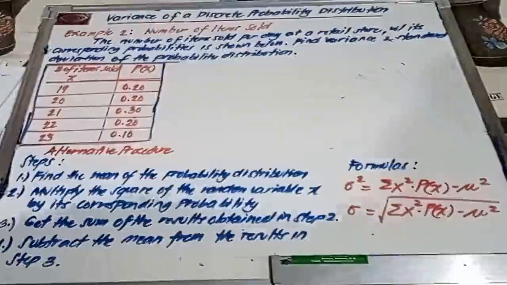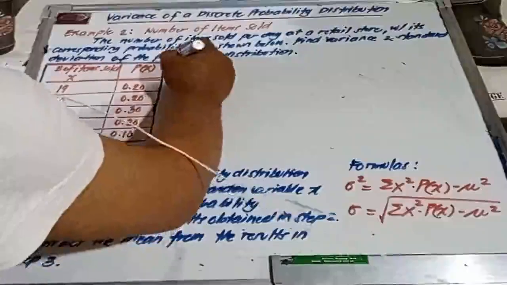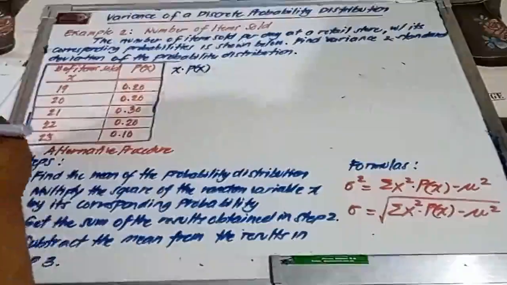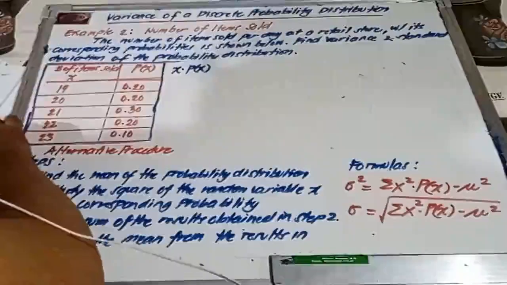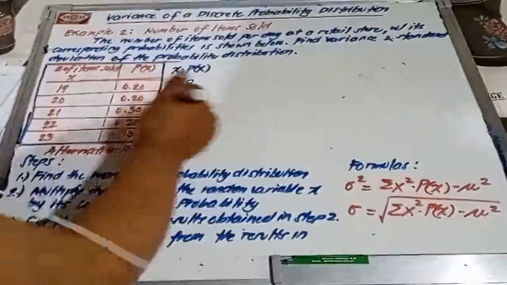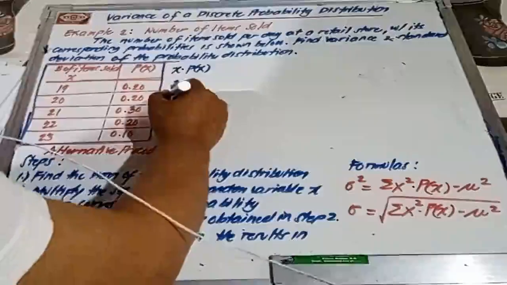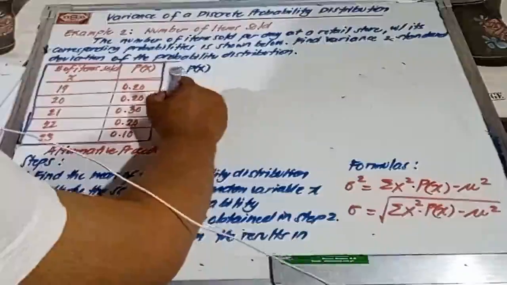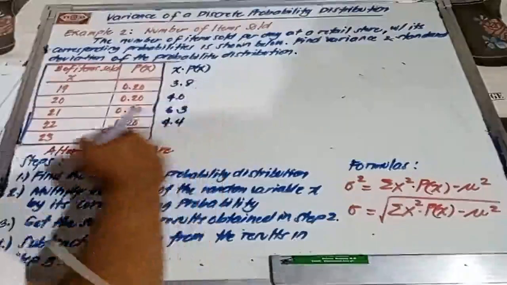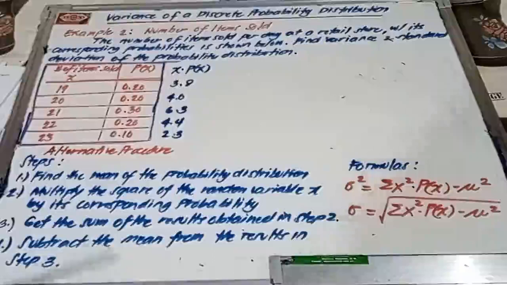Dali lang yun. That is multiplying the random variable x with its corresponding probability. Or that is column, third column, x times probability of x. Okay, 19 times 0.2, that is equal to 3.8. 20 times 0.2, that is equal to 4.0. 21 times 0.3, that is 6.3. Okay, 22 times 0.2, that is 4.4. 23 times 0.1, that is 2.3. Okay, so yun na yung ating step number 1.